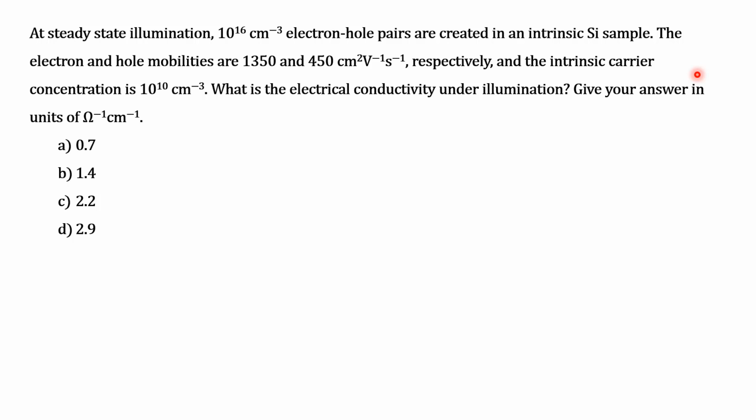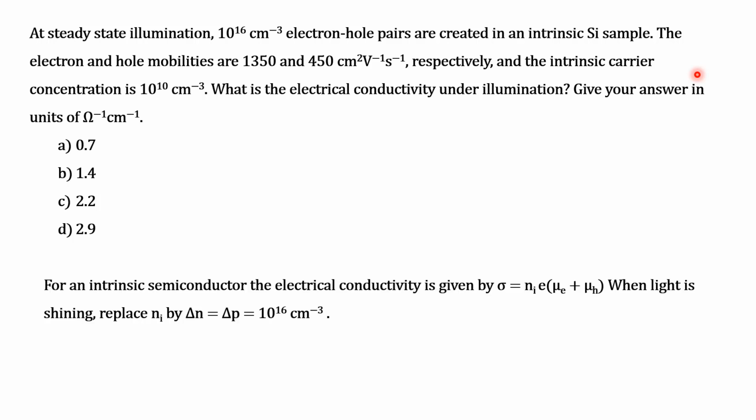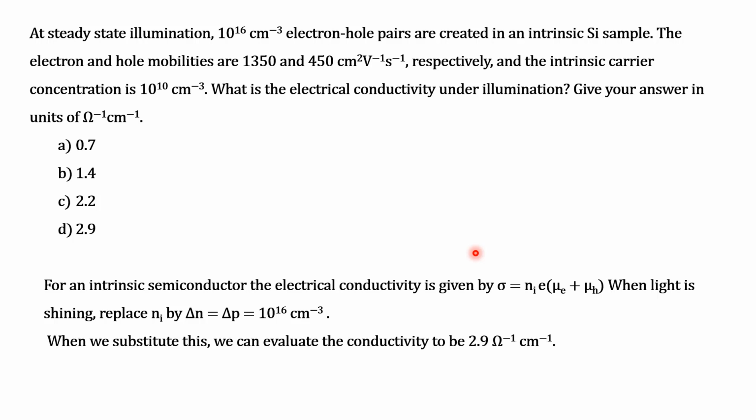I got it as 3, ma'am. Yeah, maybe some units or something would be different, but nonetheless, it's near 2.9, right? Yes. So basically, you have to use this equation: sigma is equal to Ni (mu e plus mu h), and when light is incident, what happens? Ni will be replaced by 10 power 16. And when we substitute 10 power 16, we'll get 2.9 ohm inverse centimeter inverse.